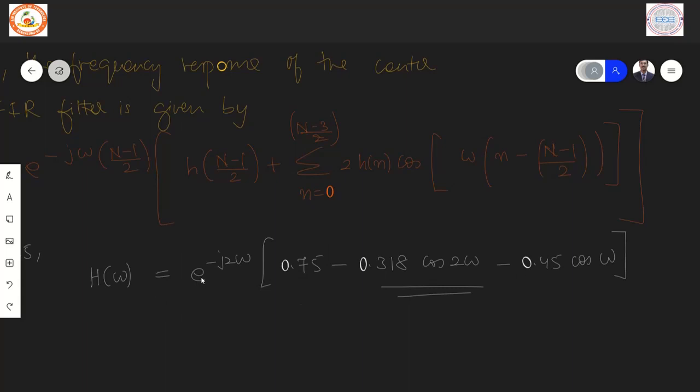So the result of the simplification is e power of minus j2 omega, where 2 is alpha. Okay, this is h of 2, it's a midpoint. The value you get is 0.75 as per the table. And then you have 2 times h of 0 cos 2 omega minus 2 times h of 1 cos of omega. So this is what you get after you do the substitution and expansion. Okay, so this is a method of solving the problem.